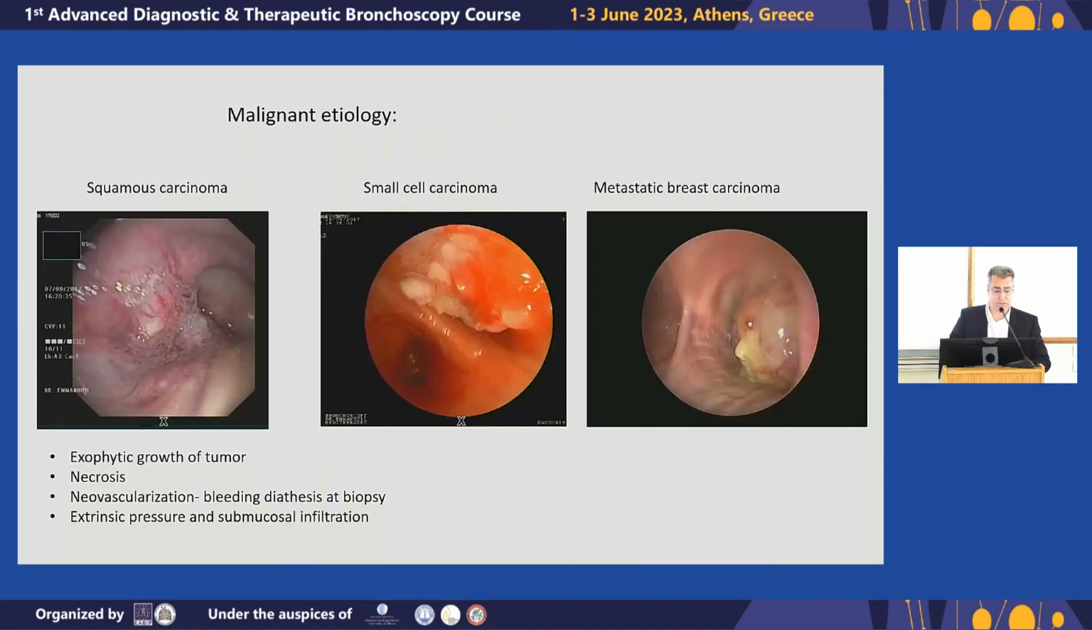I have given you here some examples from our practice. You see that histology is not very important as regards what endoscopy looks like. So usually we have a picture of exophytic growth of tumor, as well as necrosis, as well as extrinsic pressure and submucosal infiltration. And of course, in many malignant lesions, we have neovascularization, so we have bleeding diathesis when we start with the biopsies, as you see, especially in the middle image.